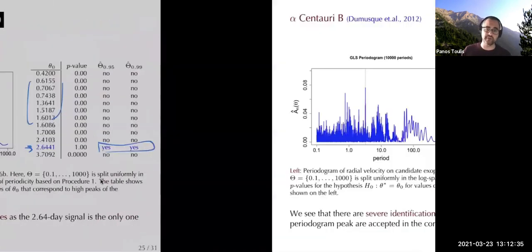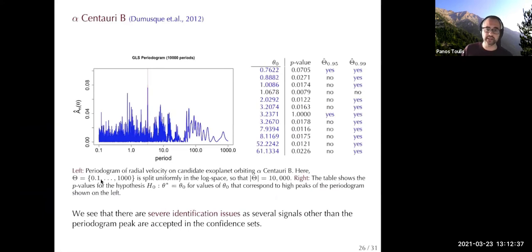Here's another example of an unconfirmed exoplanet, and this is from Alpha Centauri B. There was a Nature paper in 2012. And here the situation is completely different. There are severe identification issues. You can see that our 99% interval contains all those different periods, right? 0.7 days is consistent with the data, 0.8, 1 day, 2, 3, up to 61 day signals. All of them are consistent with the data.